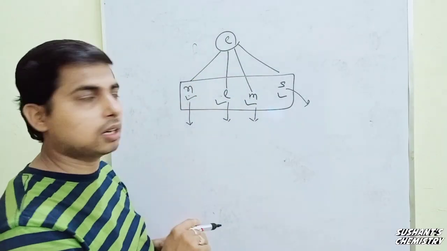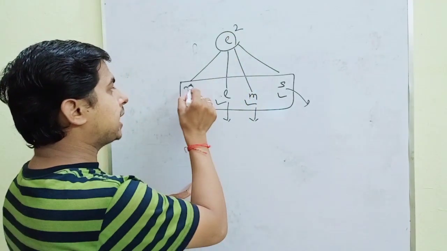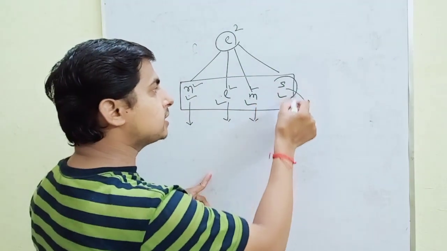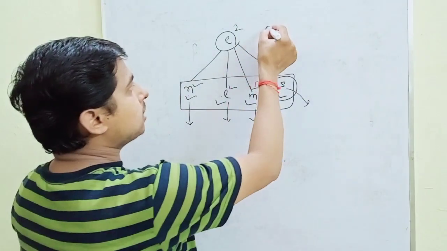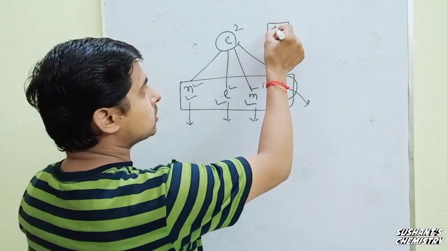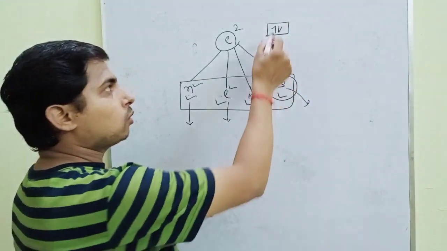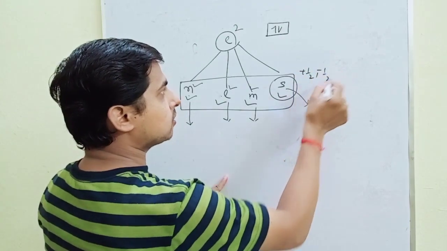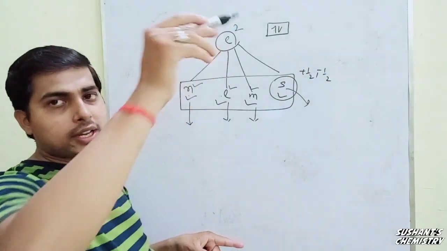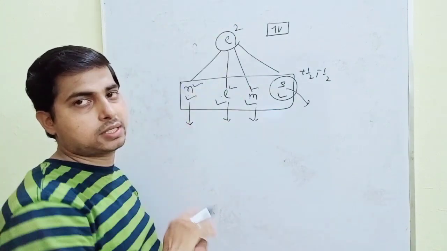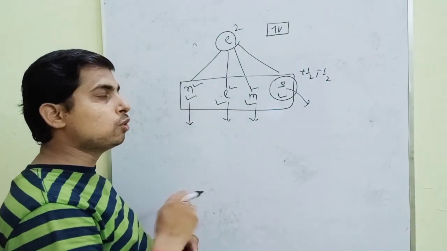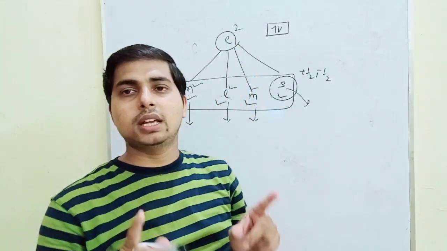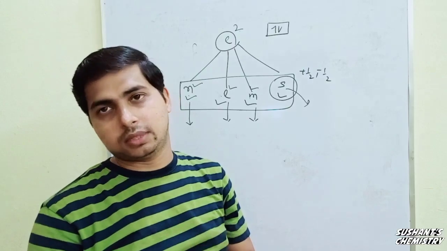For two electrons, the values of n, l, m are the same, but the value of s is different. For example, an orbital contains two electrons. For the first electron, s equals plus half and for the second electron minus half. That is, one is clockwise and the other is anti-clockwise. This rule states that no two electrons in an atom can have the same values of all four quantum numbers.